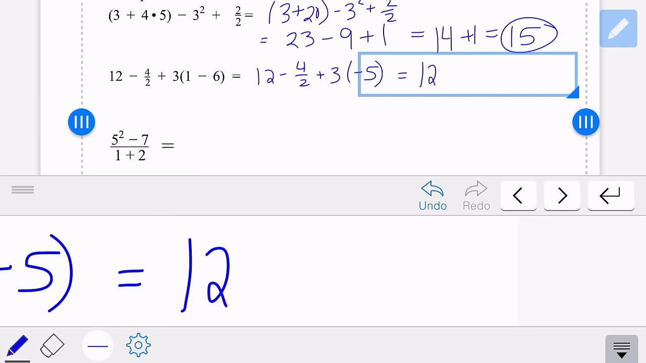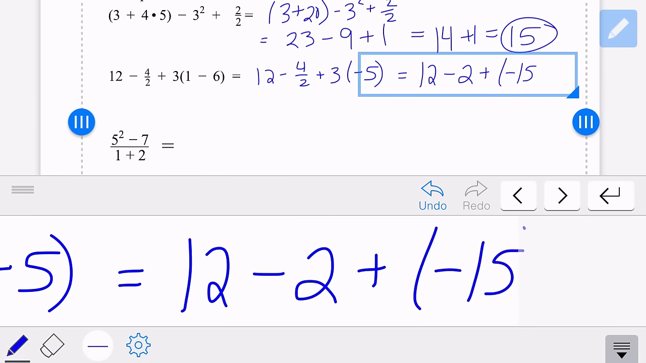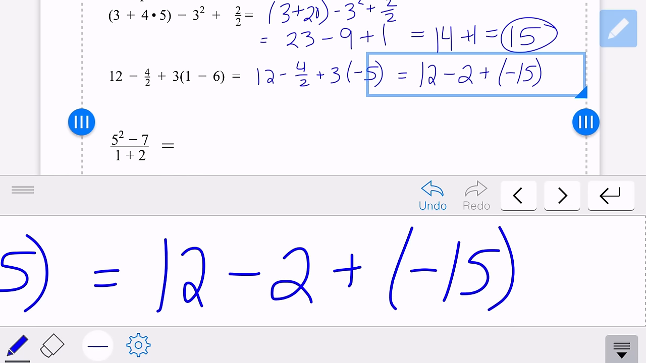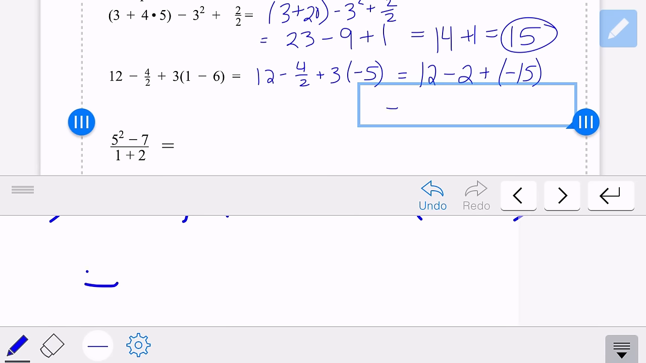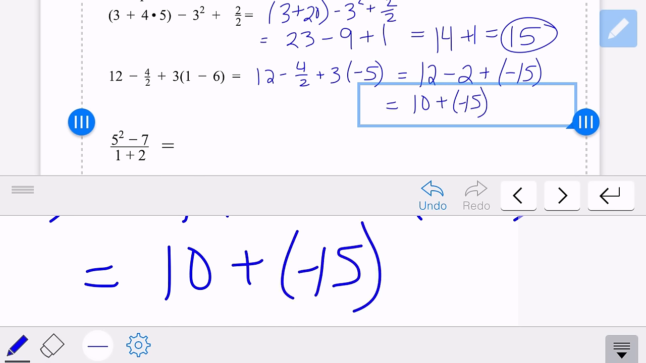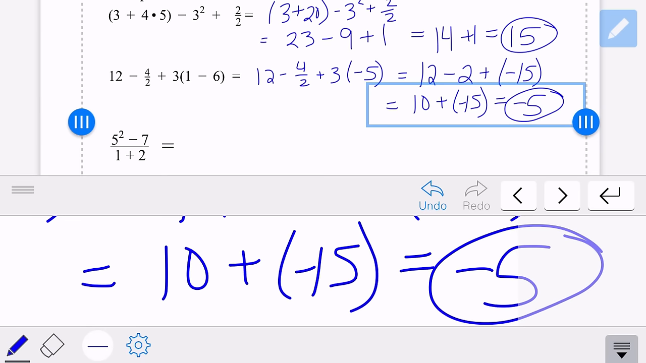So we still got our 12 minus 4 over 2. It's going to be 4 divided by 2. It's going to leave you with a 2. And then 3 times negative 5 is going to be a negative 15. Okay? And then we just start simplifying that. Now we're at addition and subtraction, so we want to move left to right. 12 minus 2 gives you 10. And then we've got plus a negative 15 still. 10 plus negative 15 should give you a negative 5 with your final answer.